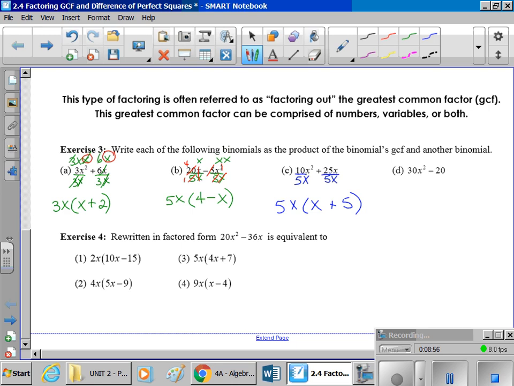Moving on to D. Remember, at any time, please, if I'm going too fast, just pause. Don't think you have to keep up with me. So 30 and 20. Well, 20 doesn't go into 30, 30 doesn't go into 20, but I know 10 goes into both. I can't pull an x here because I do not have an x sitting here. So I'm just going to pull that 10 out. It's kind of tricking you a little bit with that one. And we're going to get 3x squared minus 2. So that one was just taking out a number, definitely not a variable.